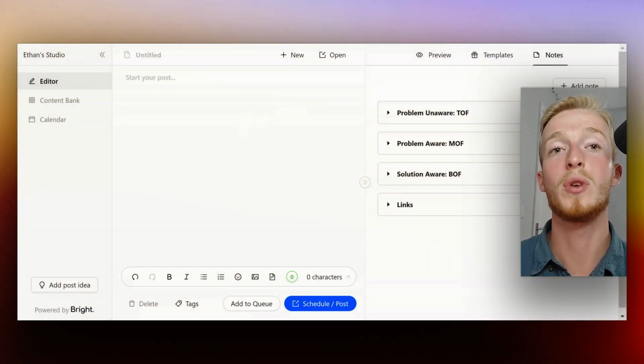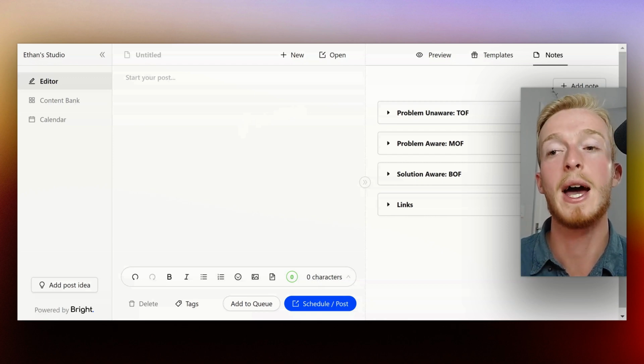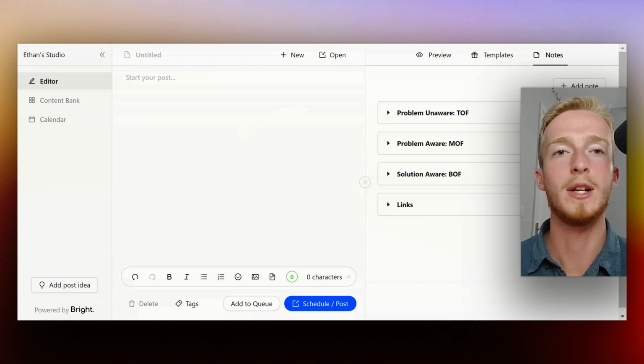Okay, so now we're going to be talking about Bright. Bright is pretty much just a studio for LinkedIn content, and you can get a Chrome extension for it as well. As I'm recording this, it is currently free. It'll probably be paid in the future, but it's free for now, so it's really, really useful.